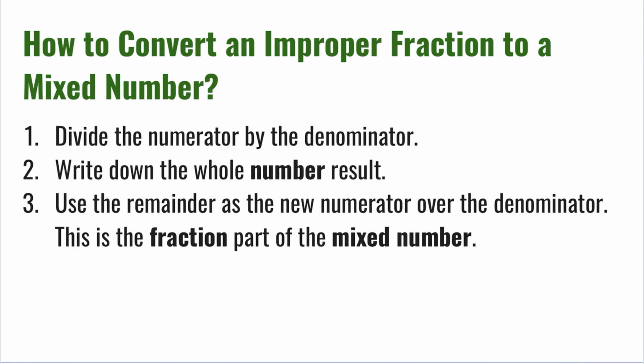These are the steps on how to convert an improper fraction to a mixed number. 1. Divide the numerator by the denominator. 2. Write down the whole number result. 3. Use the remainder as the numerator over the denominator. And this is the fraction part of the mixed number.